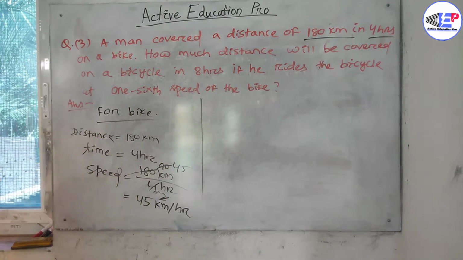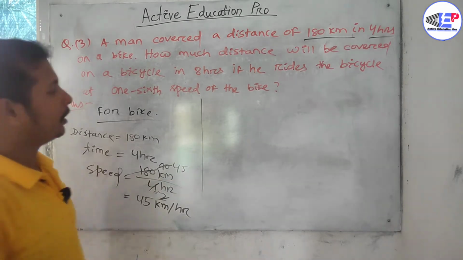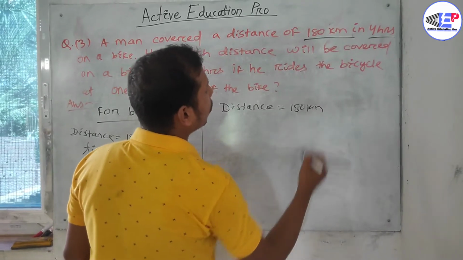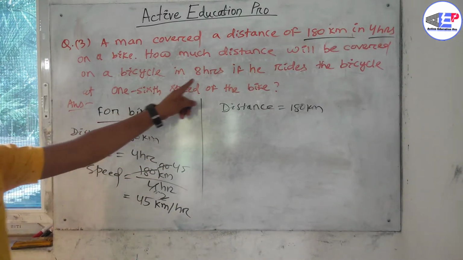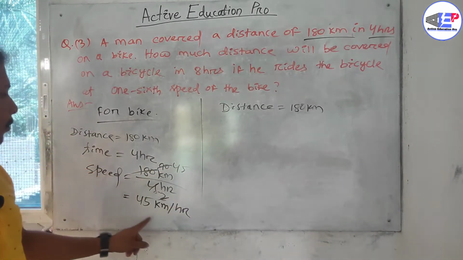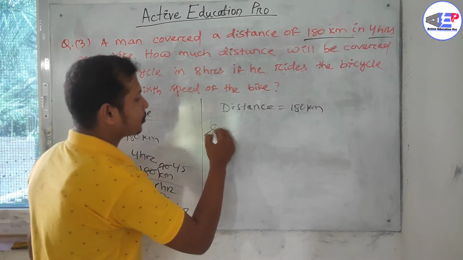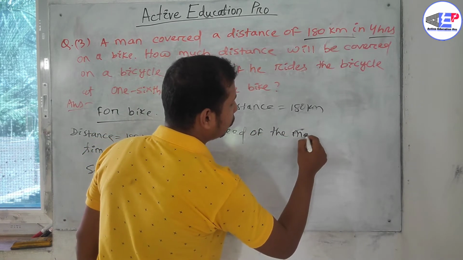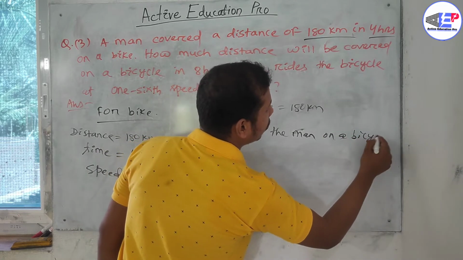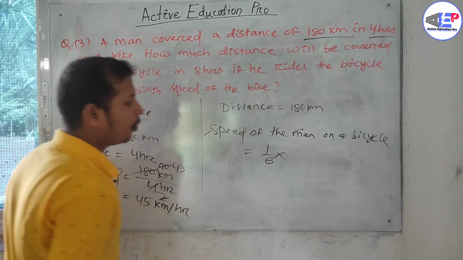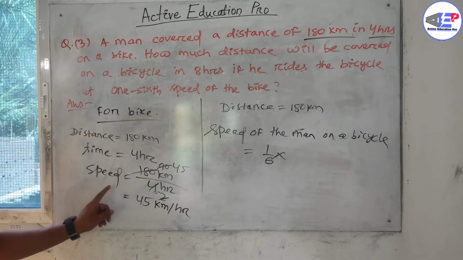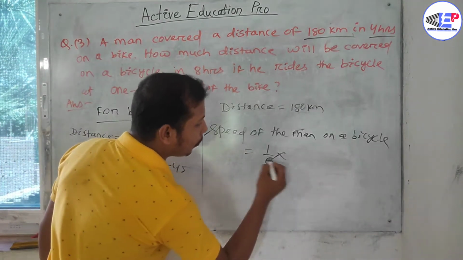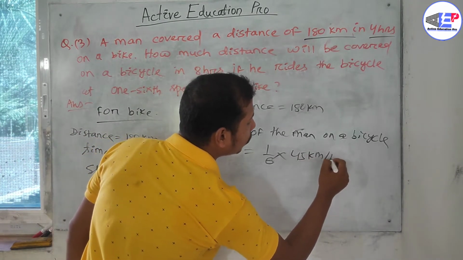Second, it is given that the man covers the same distance. Same distance means the distance of 180 km on a bicycle. And the question says that the speed of the man on a bicycle is 1/6 of the speed of the man on a bike. So here the speed of the bike is 45 km per hour, and the speed of the man on a bicycle will be equal to 1/6 of 45 km per hour.